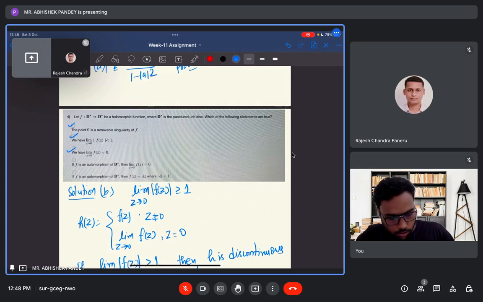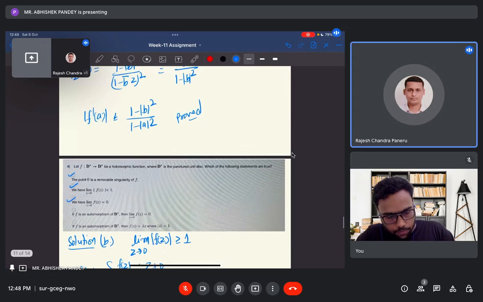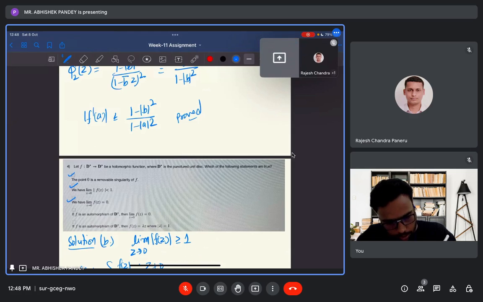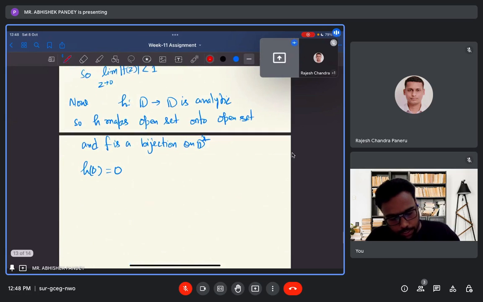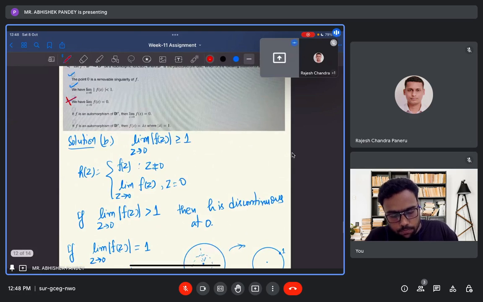Wait, wait. Sorry. Here f(z) is any holomorphic function. So this is not true basically. If f is an automorphism, basically here I've written, if f is a bijection on D star, if f is an automorphism, then this holds. For only a holomorphic function, you can construct some counterexamples.